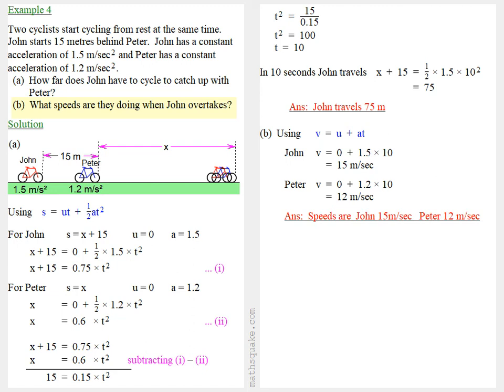So we have John has a speed of 15 metres per second and Peter has a speed of 12 metres per second when they overtake.